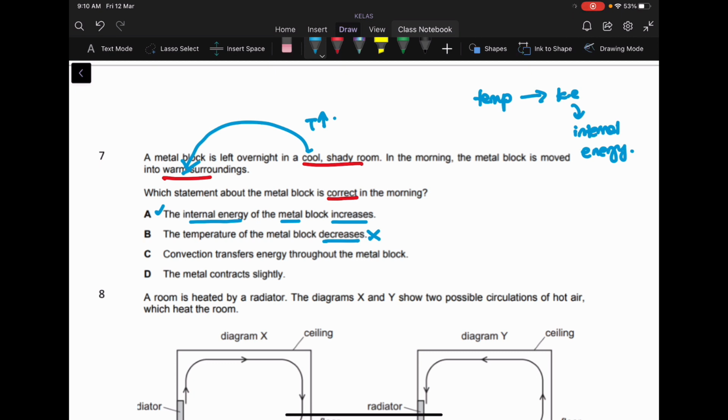C: convection transfers energy throughout the metal block. Is it convection? Convection is about fluid, okay? And remember, fluid is about gas or liquid. So is there any gas or liquid? This is about a metal block, so this is not correct. D: the metal contracts slightly. That's wrong because it becomes warmer. So it expands slightly is the correct one. So the answer is A, 17A.